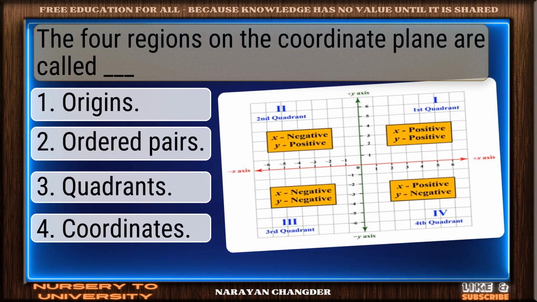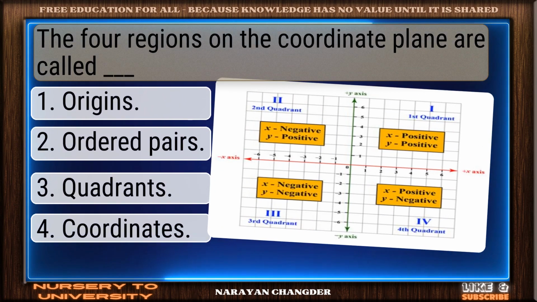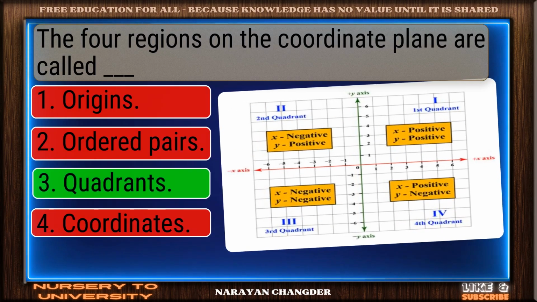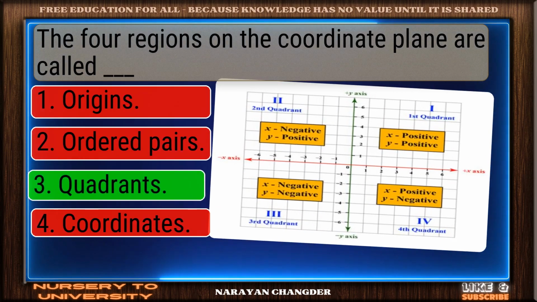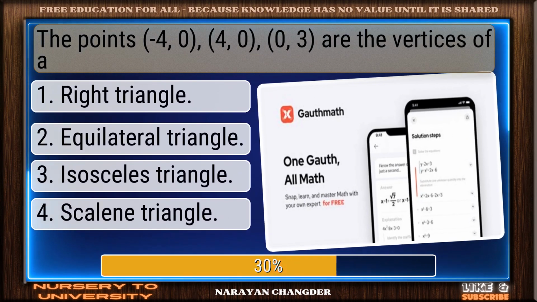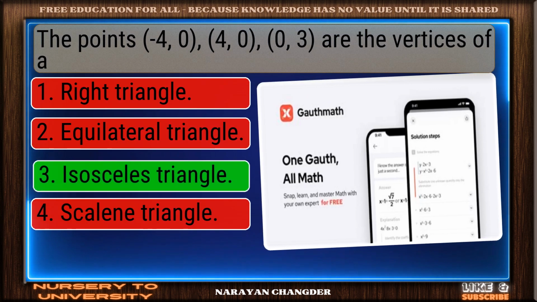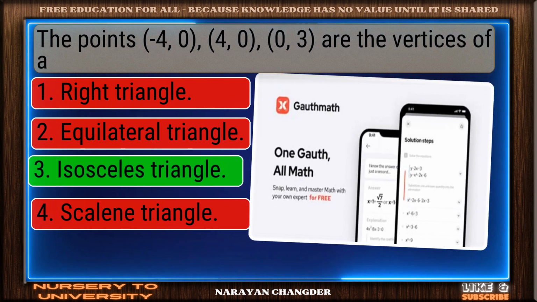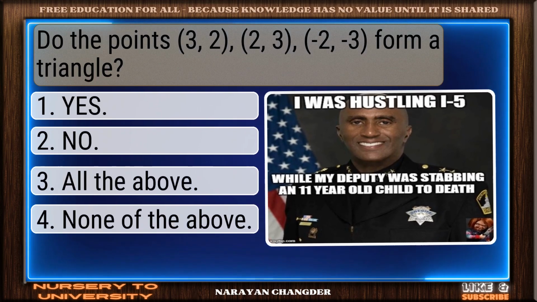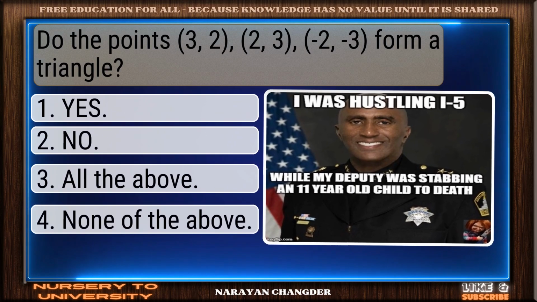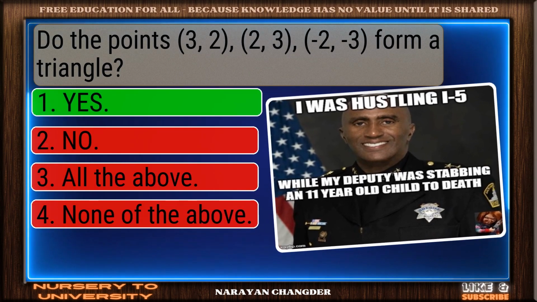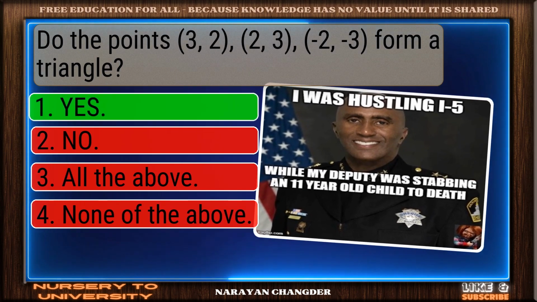Question number 114. The 4 regions on the coordinate plane are called dash. Good job. Your answer quadrants works well here. Question number 115. The points are the vertices of a. Isosceles triangle is the correct answer. Question number 116. Do the points form a triangle? Nice selection. Yes is the correct and valid answer.